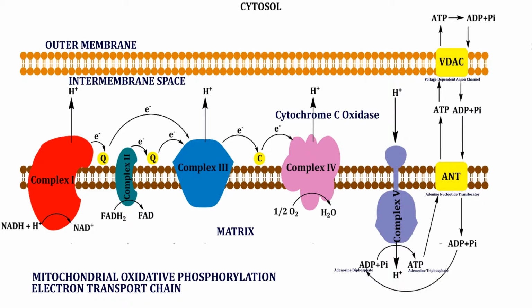Complex 1, 2, and 3 of the electron transport chain pass electrons to complex 4 called cytochrome C oxidase. They also pump hydrogen protons into the intermembrane space. The protons are forced through complex 5 to produce ATP. This whole process is called mitochondrial oxidative phosphorylation.